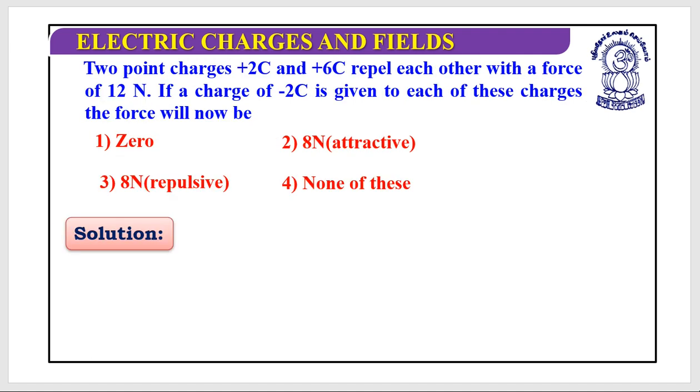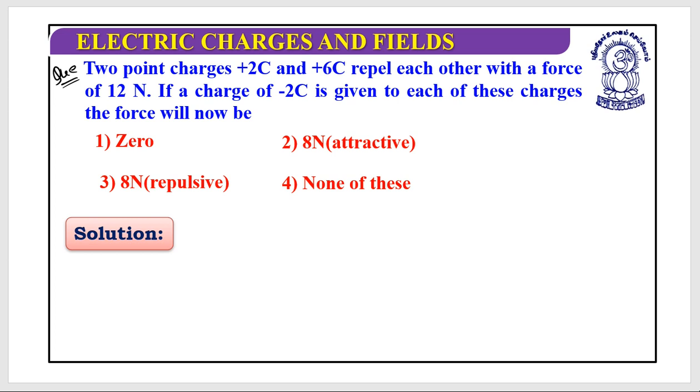Now what is given? A very, very easy question. This was asked in JEE Mains, not in Advanced. Just look at this. They have given two point charges, plus 2 coulomb and plus 6 coulomb, and they repel each other with a force of 12 Newton. If a charge of minus 2 coulomb is given to each of these charges, the new force will be?